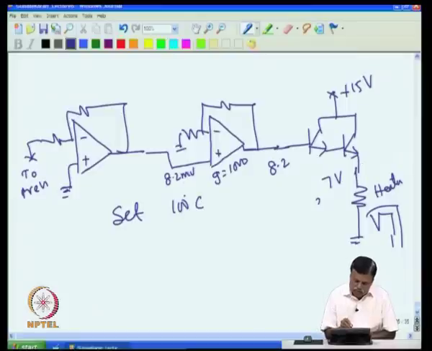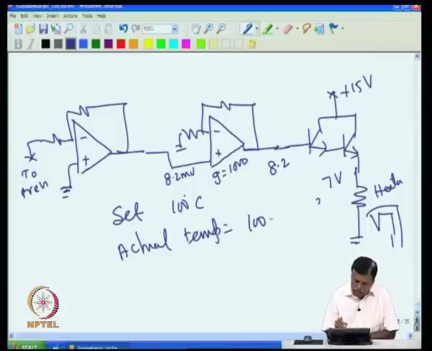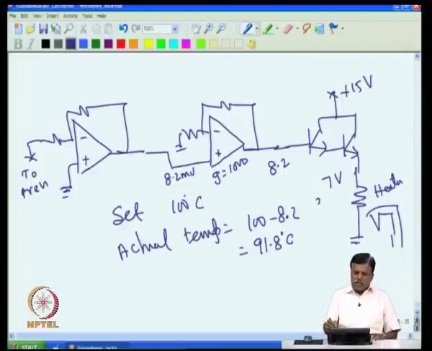Then once it comes to 8.2 millivolt, this will become 7 volt, and if the temperature is not going to rise anymore, this will remain 8.2 and this is at 7 volt. But mind you, you have a difference of 8.2 millivolt here. That means the actual temperature is not 100, the actual temperature will be 100 minus 8.2, that is 91.8 degree only. That means if I set 100 degree C, then the oven will stabilize at 91.8 degree C, which gives a difference of 8.2 millivolt.